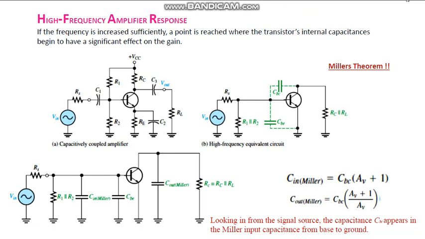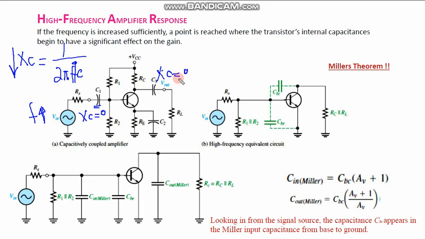Now we jump into another important thing, the high frequency amplifier response. What would happen if I increase the operating frequency? Remember XC is equal to 1 by 2 pi FC. If the frequency increases, XC would decrease, so I can assume C1's XC to be 0, and the other XC again can be 0.